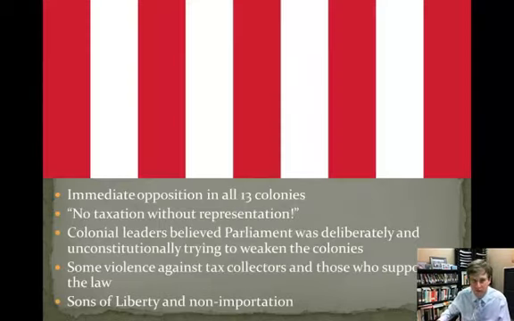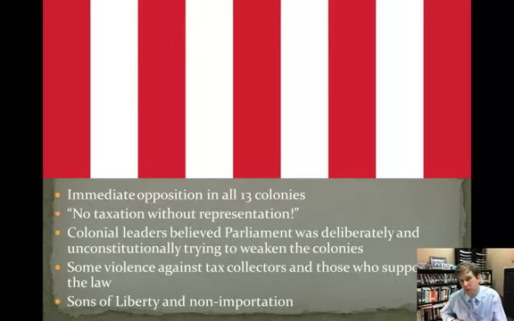So there was immediate opposition in all 13 colonies. In fact, the phrase "no taxation without representation" became very popular here. Colonial leaders believed Parliament was deliberately and unconstitutionally trying to weaken them, and the colonies in general. And there was some violence against tax collectors and those who supported the law. In fact, the Sons of Liberty, which often used violence, was formed in this period of time.